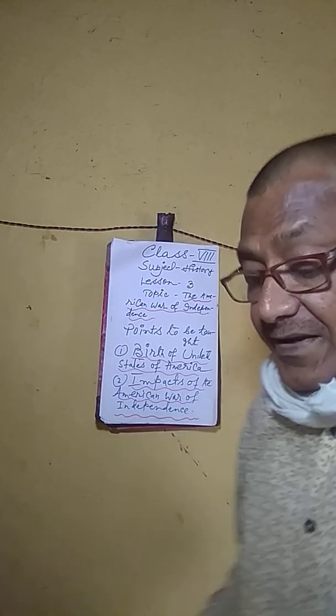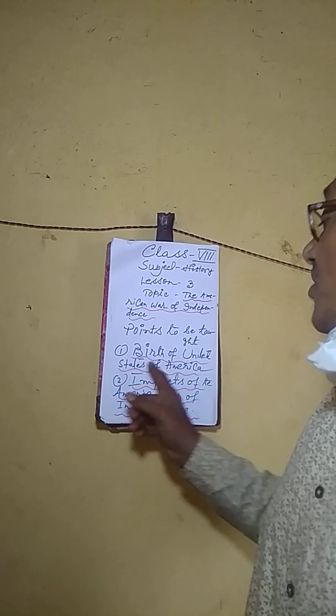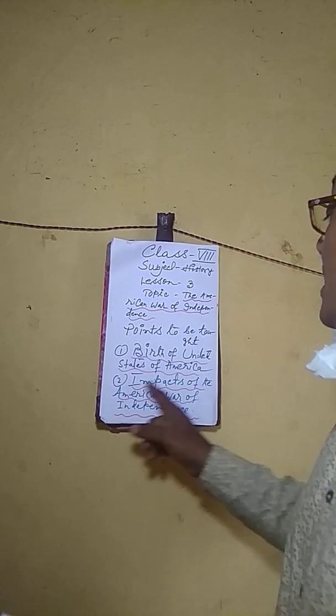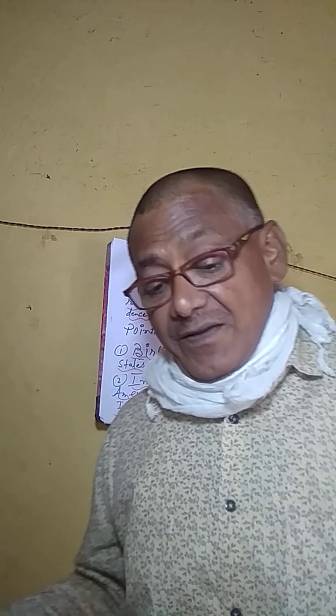My dear students of Class 8, today's teaching is on the following points: birth of the United States of America and impacts of the American War of Independence. You know, the British soldiers were defeated by the Americans during the war between the 13 colonies of America and Britain, according to which the British government was forced to acknowledge the independence of the Americans, and hence the Americans drafted a constitution for their country to govern it.